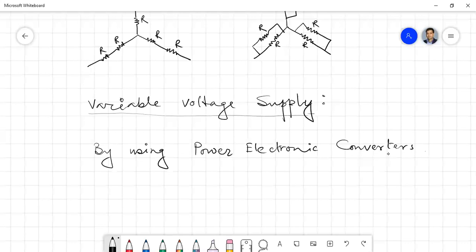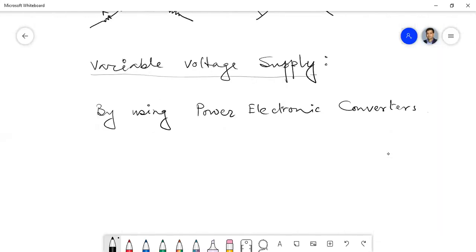Okay. Now, which section are you, Section A or B? Section A, sir. Do you have a power electronics lab? Which section, A1 or A2? Have you seen the class routine? A1 has it.